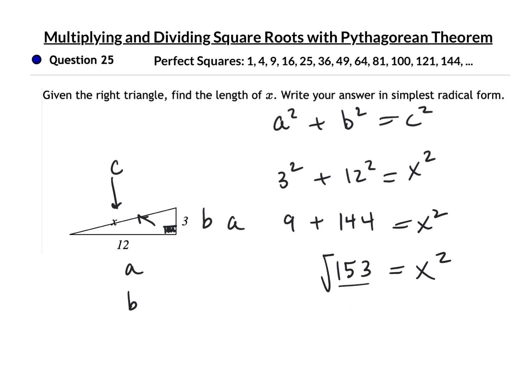So when we take the square root of each side, this turns out to be 9 times 17. And the square root of 9 is 3. That goes out in front of the root. We still have 17 under the root. 3 root 17 is the answer.